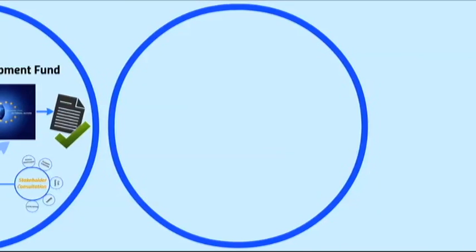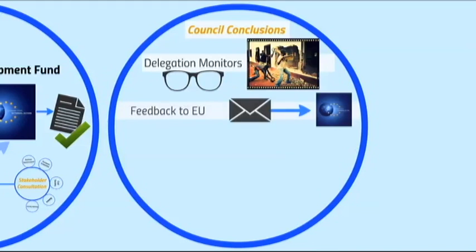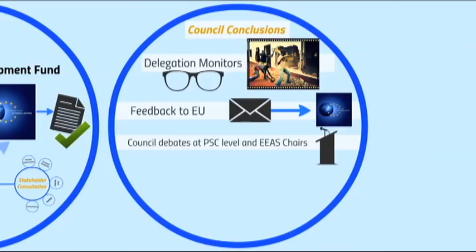Let's move to the second example, the adoption of conclusions by the Council. When there is a crisis in a country, such as the events in Mali, Central African Republic, Egypt and Sudan, the EU monitors the situation through its delegations. The EU member states discuss the case in the Council at the level of the Political and Security Committee. Member states may decide to have a common EU position and issue Council conclusions.